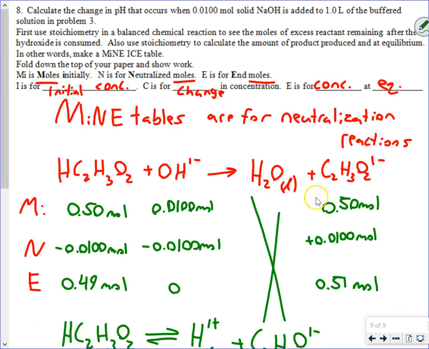We can take this 0.49 moles of acetic acid and this 0.51 moles of acetate, and we can plug it into the Henderson-Hasselbalch equation because we still have a buffer. If you've got weak acid and conjugate base, you've got a buffer. So we don't have to do an ICE table. We can make this much easier.